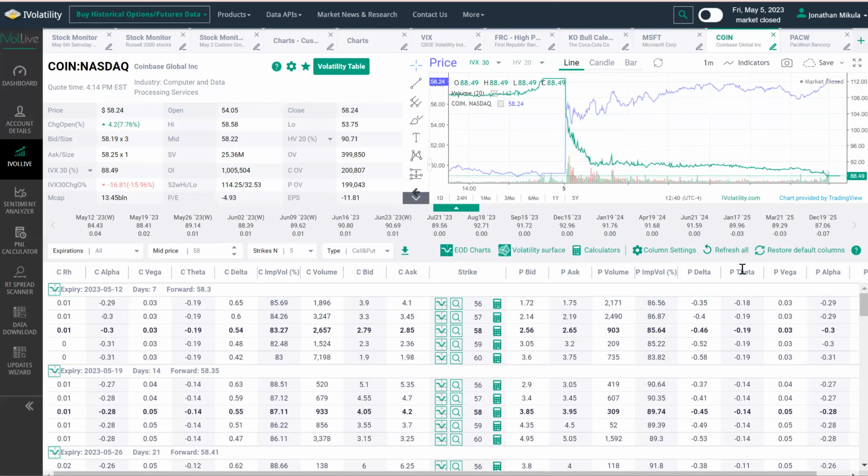So especially if I'm selling this put option, I'm agreeing to buy Coinbase at 58, I want to know how much theta I'm going to earn. So I'd earn 19 cents a day up until expiration on May 12th.